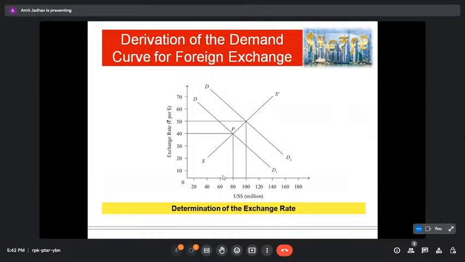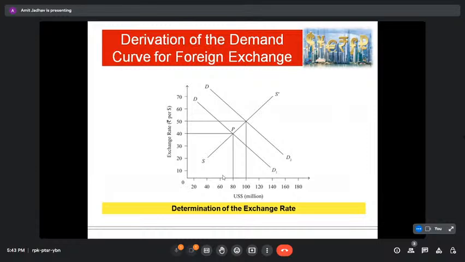On the X axis we are measuring dollars, and on the Y axis we are measuring the exchange rate. When the exchange rate is lower, the demand will be quite high, and as the exchange rate rises, demand declines. Similarly, we have the demand curve D1. Okay, the determination of the exchange rate.